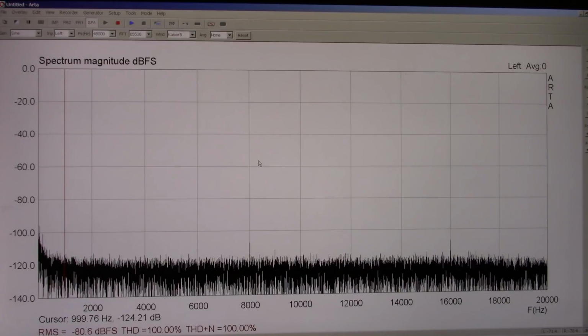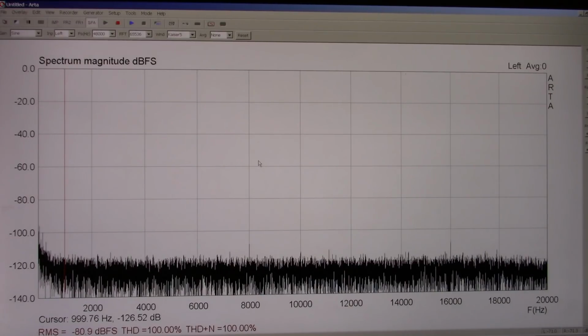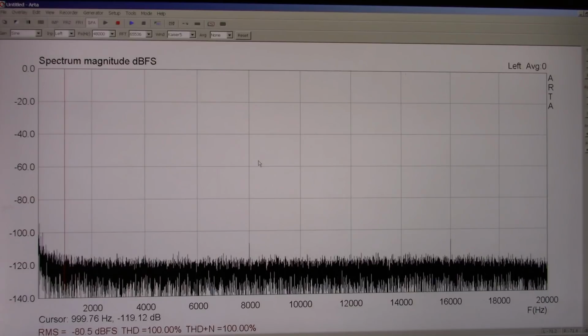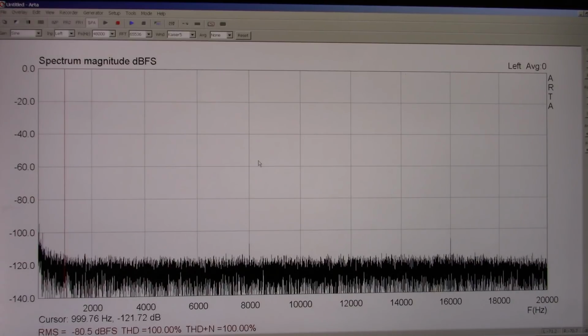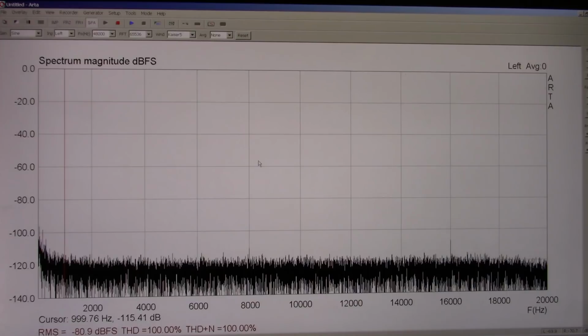In this video, which is part 2 of the distortion measurement, I hope to get the amplifier actually measured. But before I get to that, I want to cover a couple things with the software.